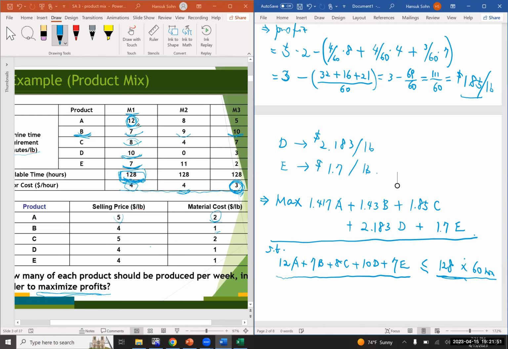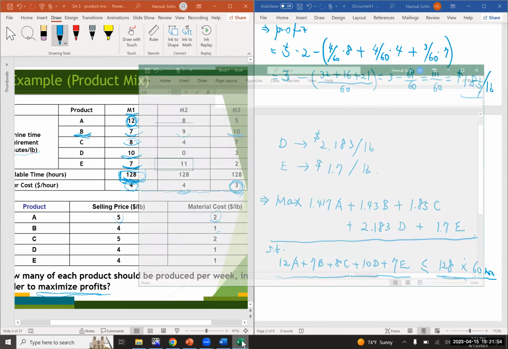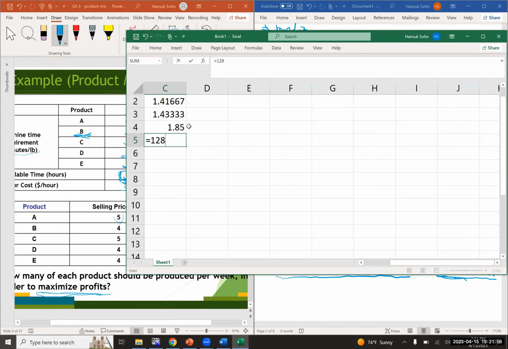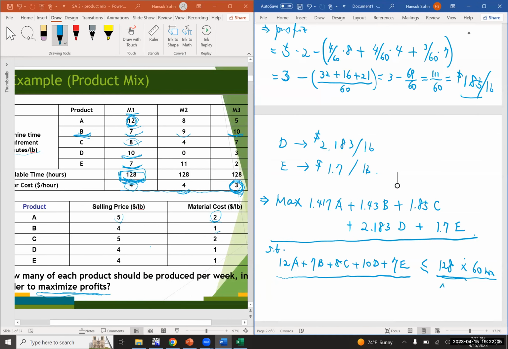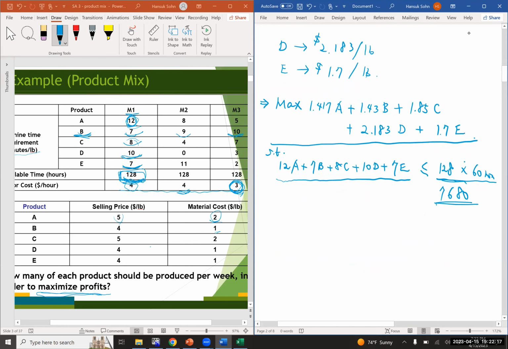So how much is that? 128 times 60 is 7680. So this value, 7680, is the right-hand side value then. Okay, so that's the first constraint for machine number 1. Likewise, we're going to have 2 other constraints for machine number 2 and machine number 3. So we're going to use all of these values, right? And the right-hand side value would be 128 times 60 as well.